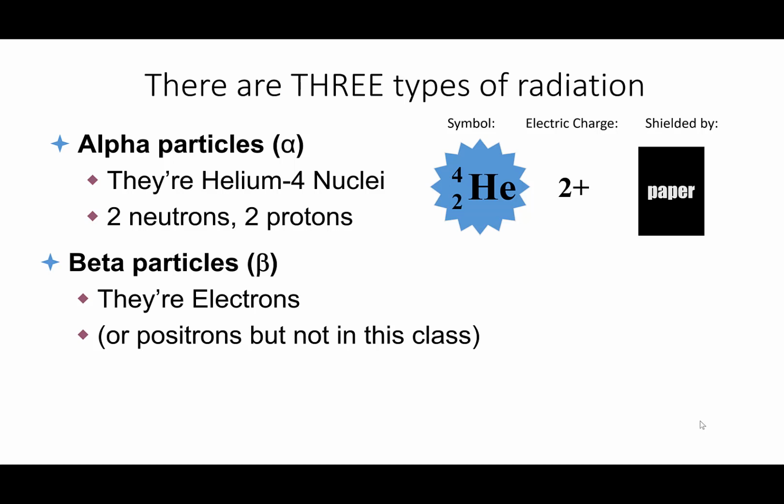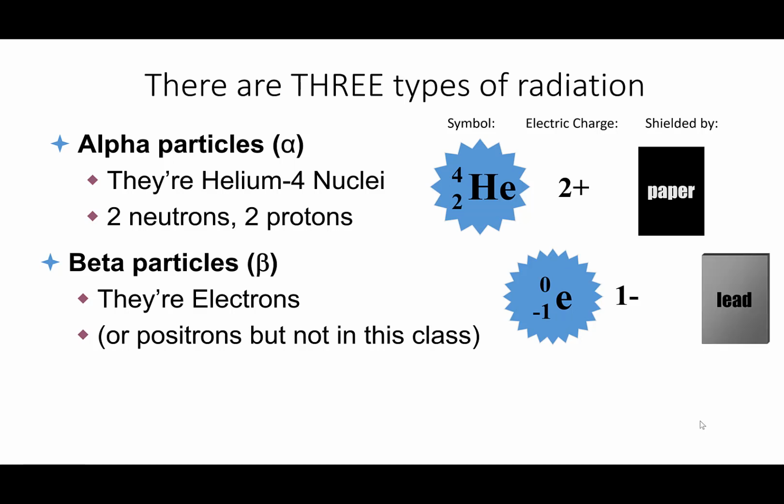Beta particles are the next kind of radiation we're going to learn about. They are electrons, or sometimes positrons, but not in this class. Don't worry about what a positron is. We write them like this, with a 0 on top and a negative 1 on the bottom. So they have 0 mass number and negative 1 atomic number because an electron is a negative charge. It's like the opposite of a proton. So it's negative charge. And you can block it with thin sheets of lead, or wood, rubber.